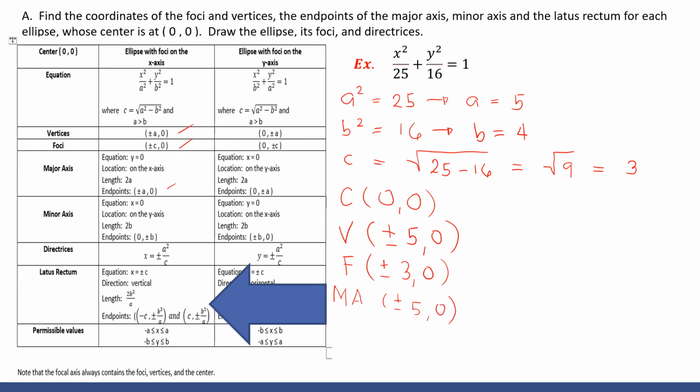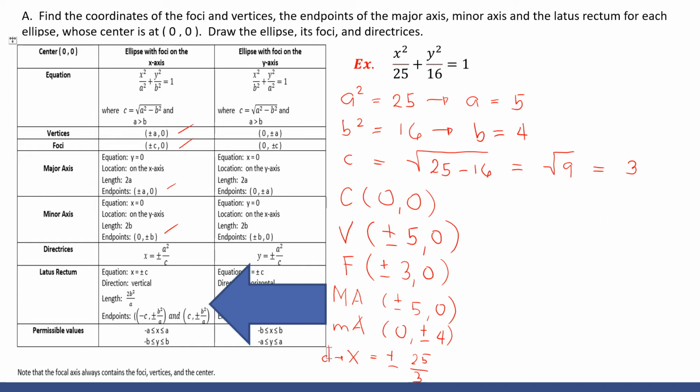For the minor axis, we have these endpoints, 0, plus minus b. So minor axis, small m, then axis, coordinates, we have 0, and then plus minus b, which of course is equivalent to 4. And for the directrices, okay, directrices, we have a squared over c. So our directrices should be x equals plus minus a squared, our a squared is 25, over c. So that is 25 over 3.